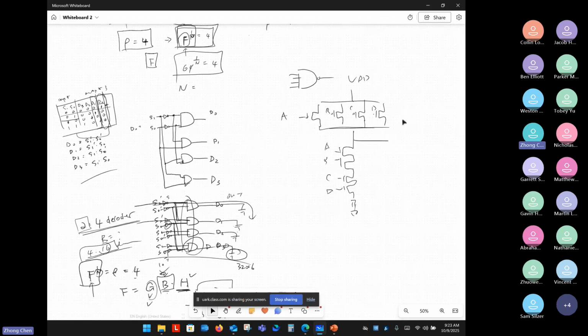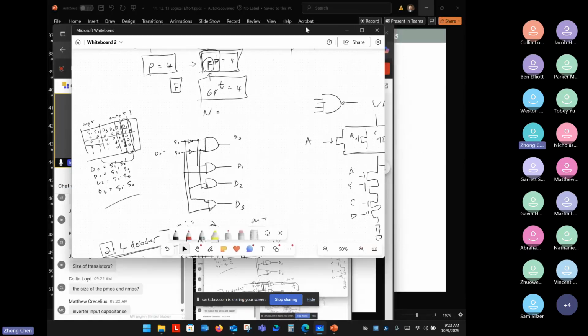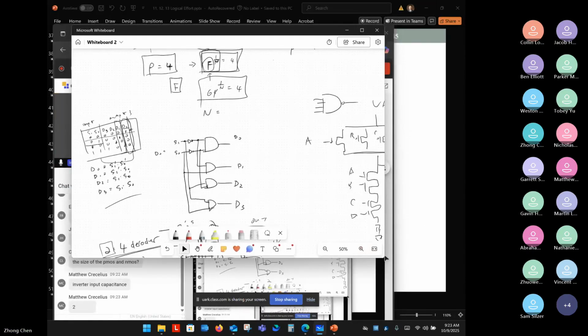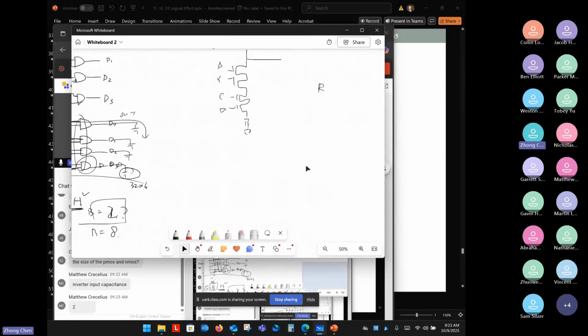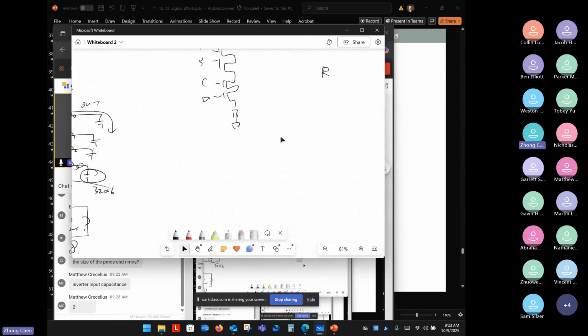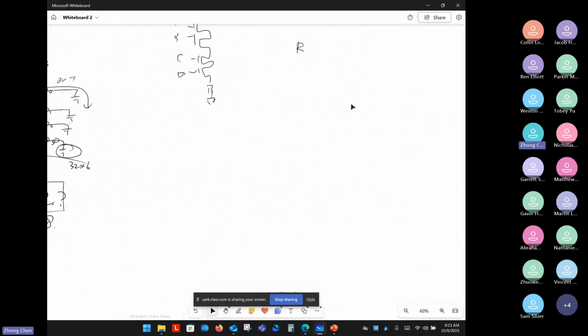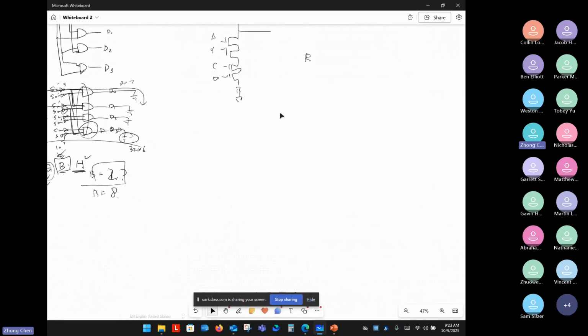So in order to size it properly, so that the effective resistance is equal to R for both NMOS and PMOS, what is the size of the PMOS here? 2, right? Great. I hope you can see why the size is 2 here.